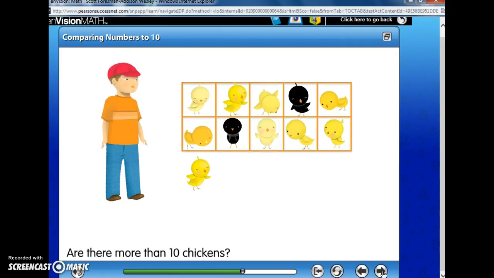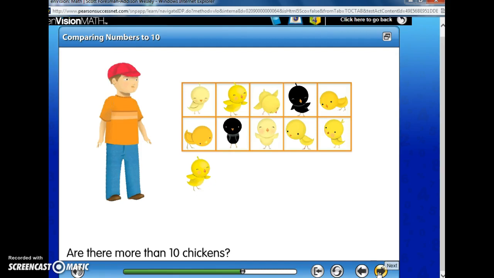Are there more than 10 chickens? Yes or no? Yes, because we've got a tens frame here, and then we've got one extra. Good, Gavin, very good. We've got one extra chicken down here. We've got 10 up here because this is a tens frame and they're all filled up. And then we've got an extra. So how many chickens do we have? What's one more than 10?